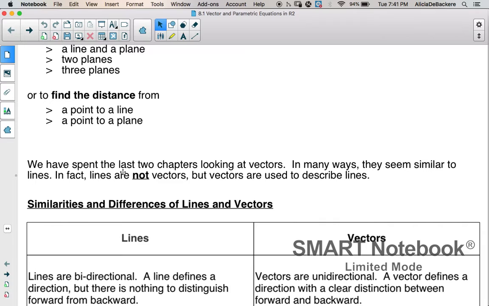So we've spent the last 2 chapters looking at vectors. And in a lot of ways, they seem similar to lines, but lines are not the same as vectors. So we want to talk about what are the differences between them. We're going to use vectors to describe lines in this chapter.